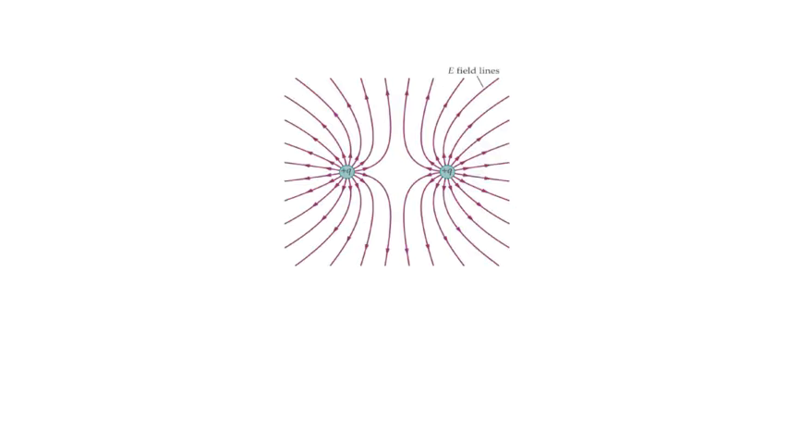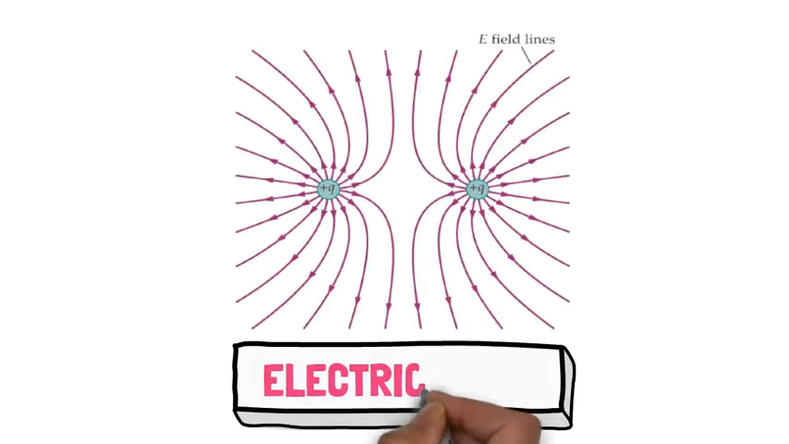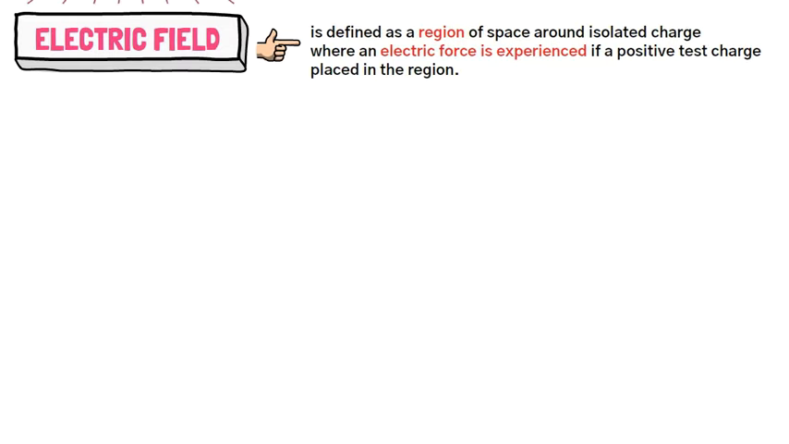Hai semua, jadi hari ini kita nak sambung berkenaan dengan electric field. Okay, so jom kita tengok that electric field is defined as a region of space around isolated charge. So kita ada isolated charge, kita ada region of space around the isolated charge where an electric force is experienced if a positive test charge placed in that region.